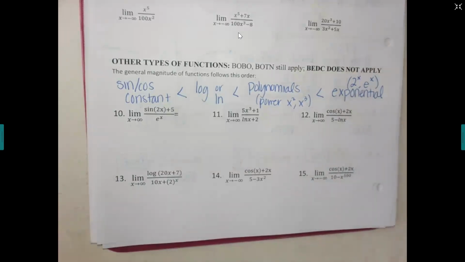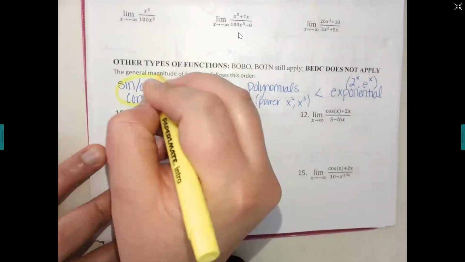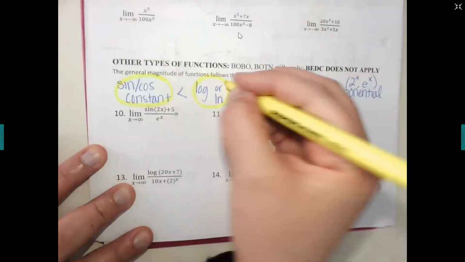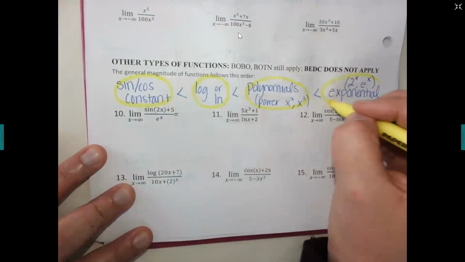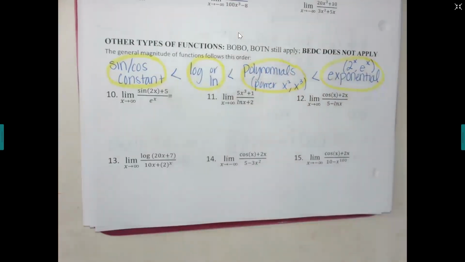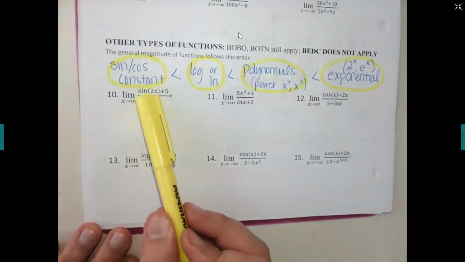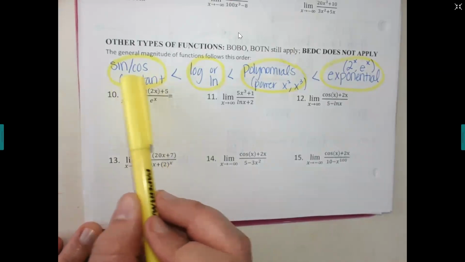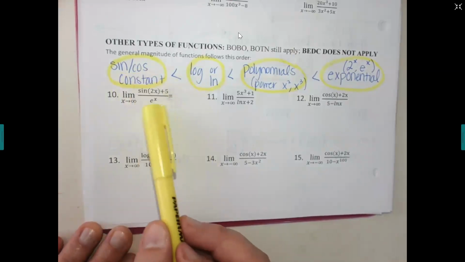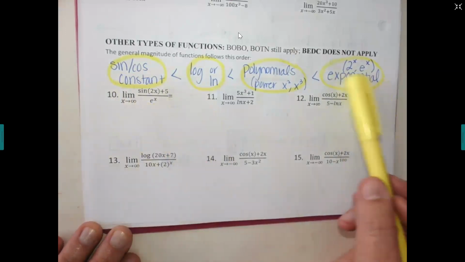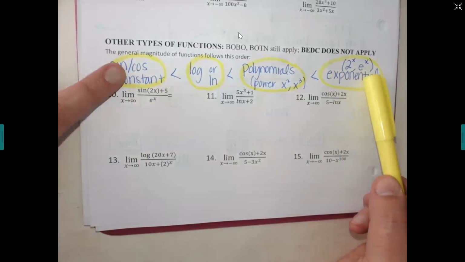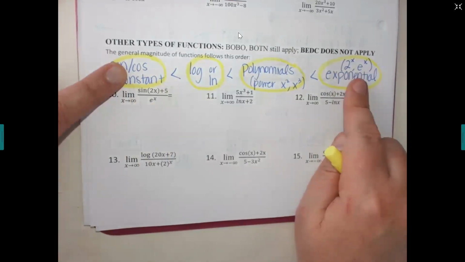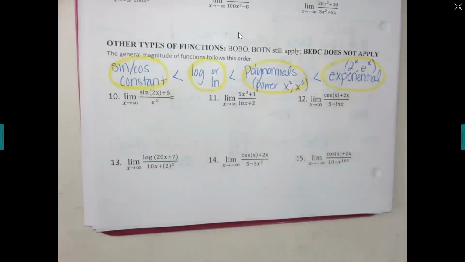Okay, so 4 classifications. Could be sine, cosine, or a constant. That's the weakest. Then your logs, then your polynomials, then your exponentials. Let's do some more examples. Take a look at number 10. On top, the biggest thing I have is sine or a constant, which both fall into this category, yeah? E to the x counts as a what? Exponential. So if my top is a category 1 and my bottom is a category 4, which one's bigger? Is it Bobo, Botton, or Betsy? Think about it. It is Bobo.